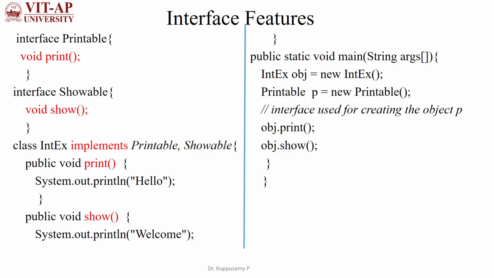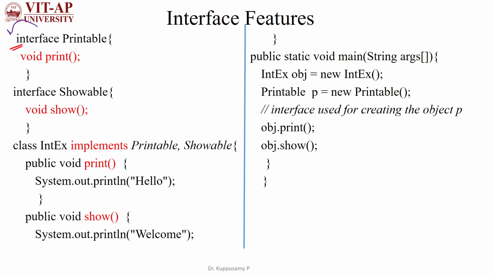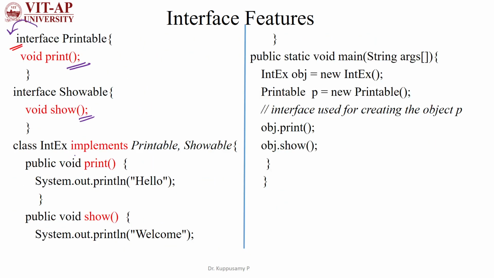So here we have declared the interface default, which is equivalent to public, right? Next, all the interface methods are by default abstract and public. That's what I have shown you here. When you are declaring an interface, by default it will be public, and all the methods declared inside the interface should be abstract. A class can implement multiple interfaces. You see, here the class IntEx is implementing two interfaces, printable interface and showable interface.